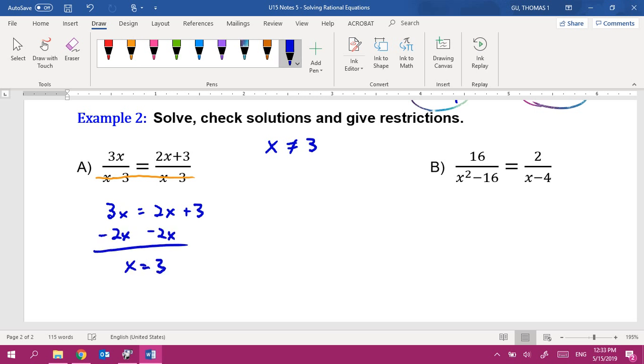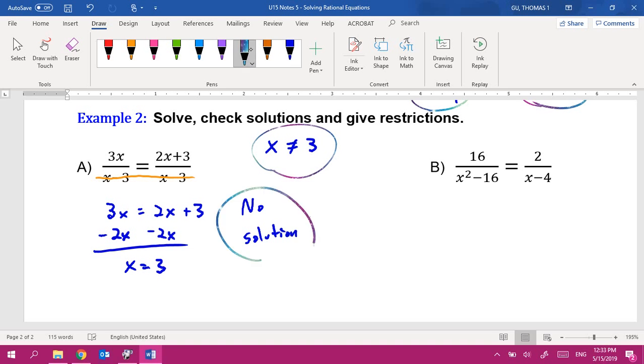No solution. That's right. Why is that? Because our restriction said x cannot equal 3. I got my answer is 3, so that's not a real solution. That's an extraneous solution, which means that there is no solution. Very good. Nice. And let's go to the last example then.